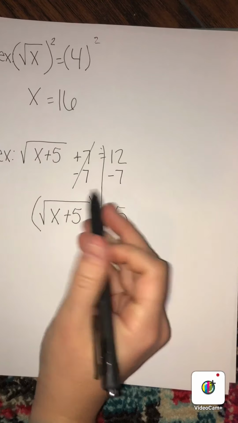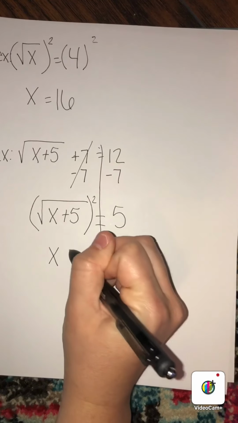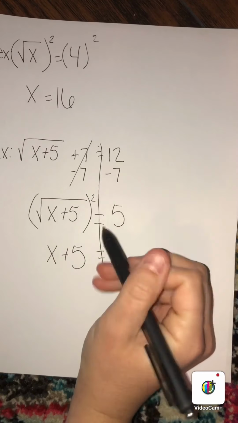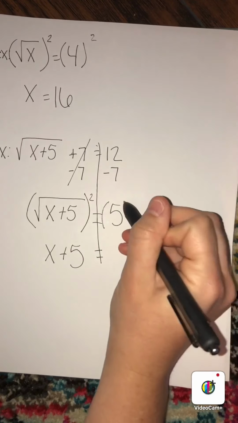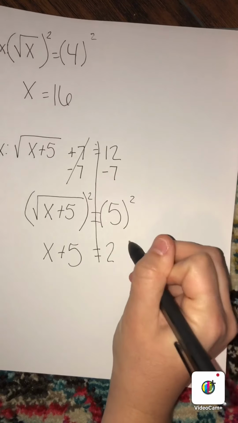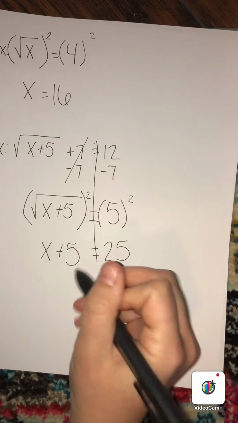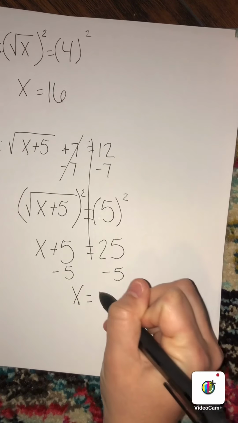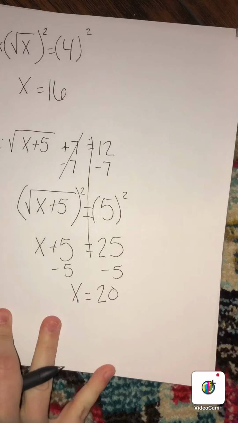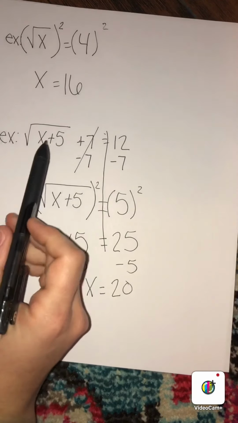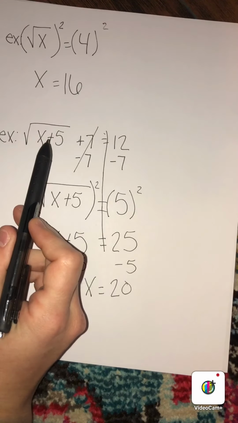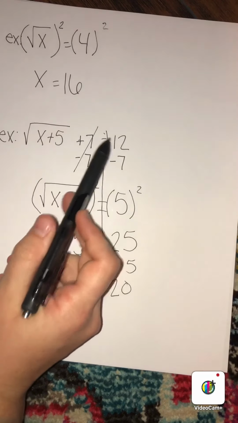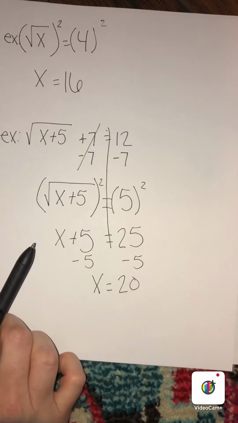Right? What that means is the radical goes away. We're left with just x plus 5. What we do to one side, we have to do to the other side. So we have 5 squared is 25. Well, now it's just a one-step equation. Subtract 5 from each side, you get x equals 20. I want to check my work, so I'm going to put 20 up here. 20 plus 5 is 25. Square root of 25 is 5 plus 7 equals 12. So you know you're good, you got it right.